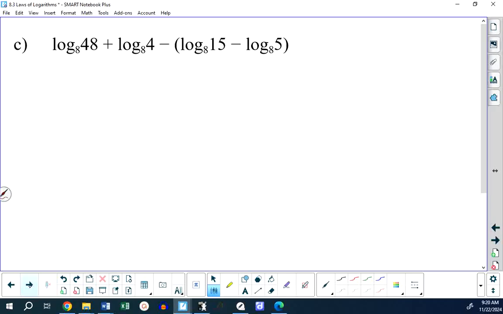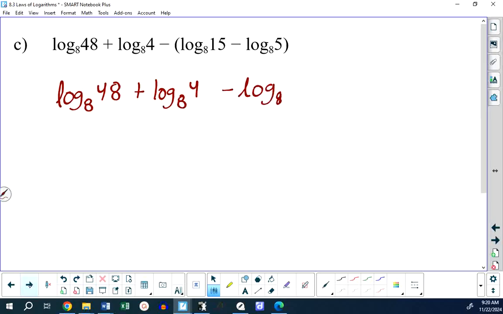So what I would do is say to myself, this is log base 8 of 48 plus log base 8 of 4 minus log base 8 of 15 plus log base 8 of 5. Because when I distribute that negative, the negative log base 8 of 5 becomes positive log base 8 of 5. You can feel free to simplify what's in brackets, and it would be okay here only because 15 divided by 5 is a nice number. But if it weren't, then this is the better strategy.